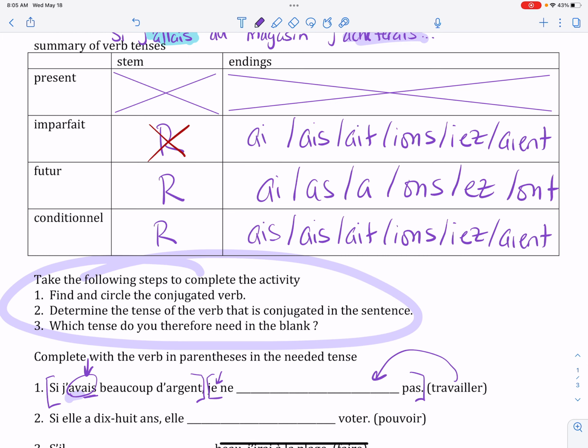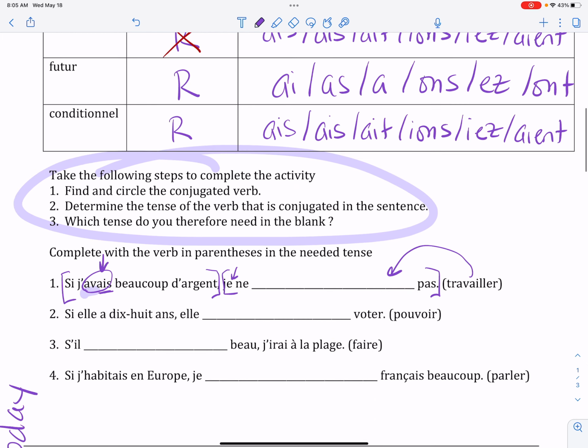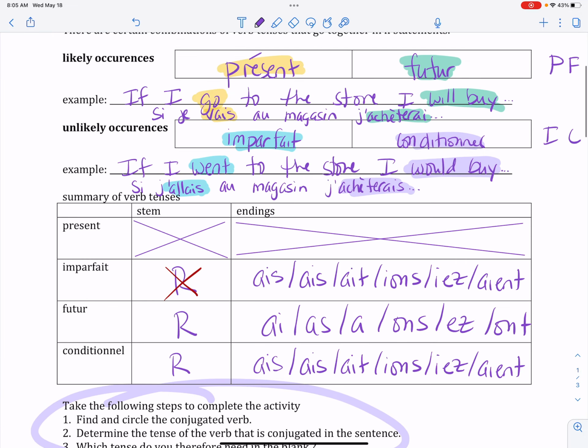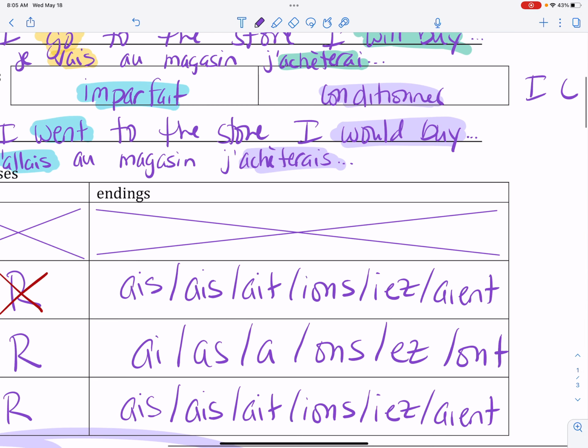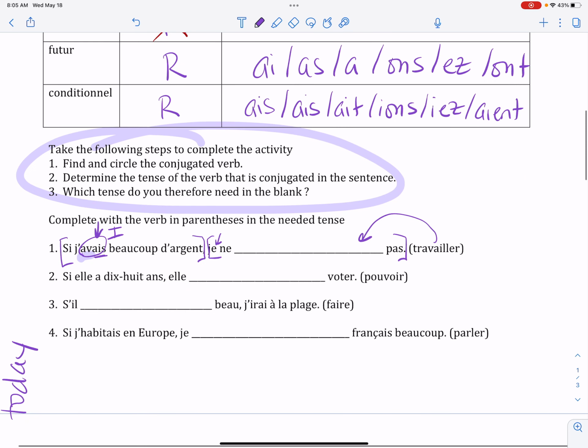Oops, I erased too much there. Okay, so we've got the imperfect. I would strongly encourage you to label these. That verb tense is the imperfect, so we go back up here. Imperfect and conditional are a pair. So when we have the imperfect in one blank, we need the conditional in the other blank.